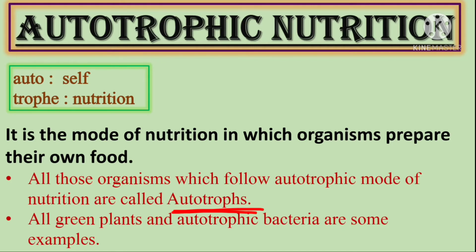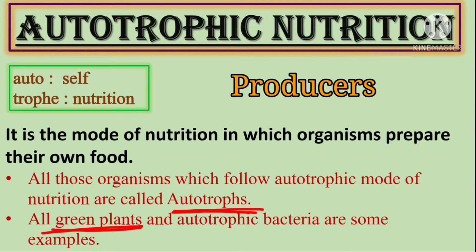And some examples of autotrophs are the green plants. All green plants, my dear students, fall in the category of autotrophs, because we know that green plants are considered as producers. What are producers?